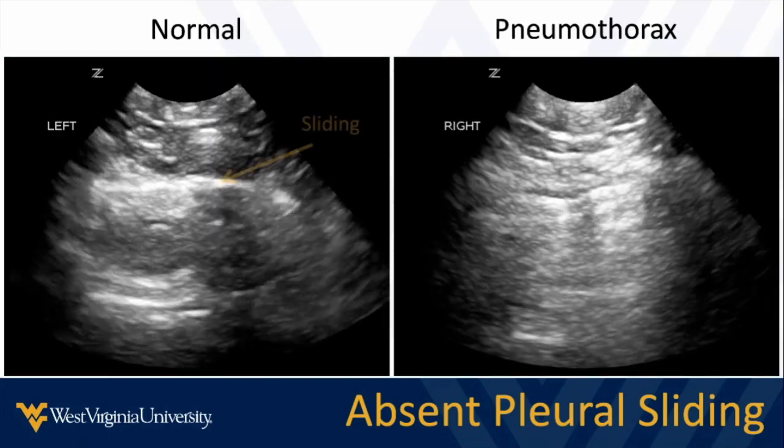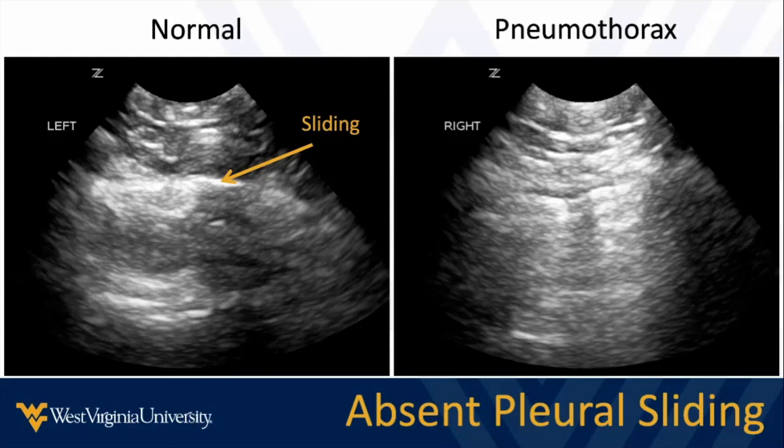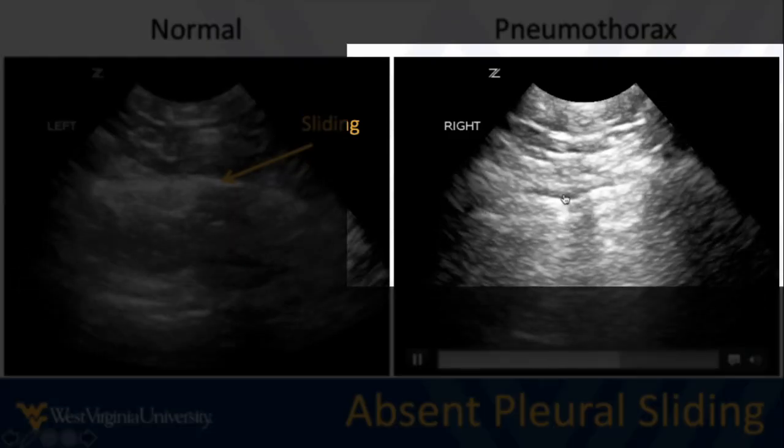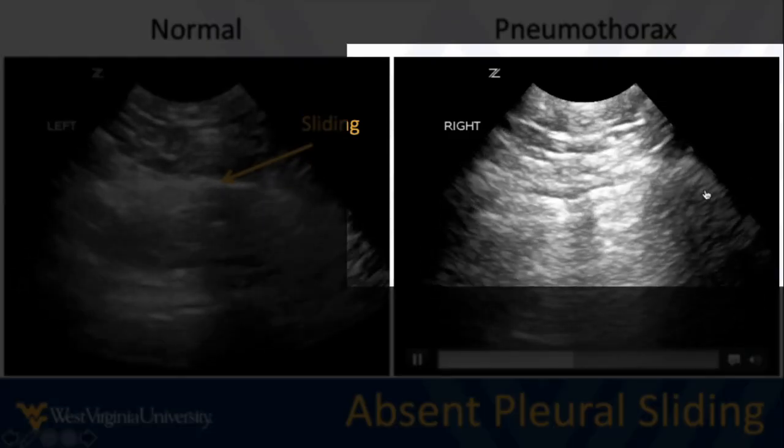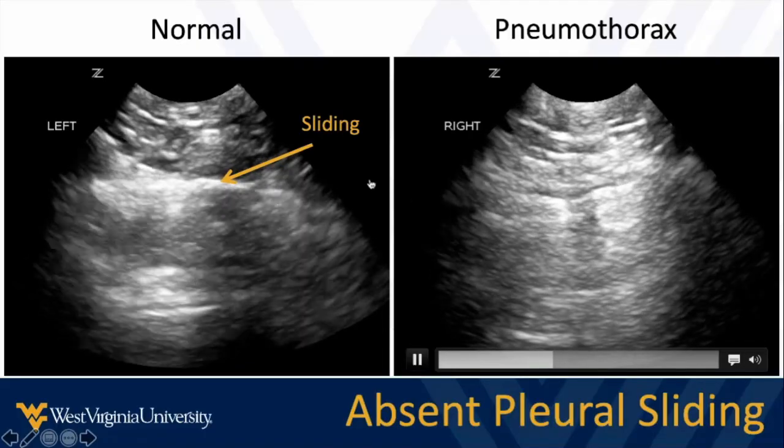Here's what it may look like over here. A little arrow again to point out for you. There's the sliding, and we don't see the sliding over here. Probably would want to see it right under here. There's a rib with a shadow, and we don't see any lung sliding in there.